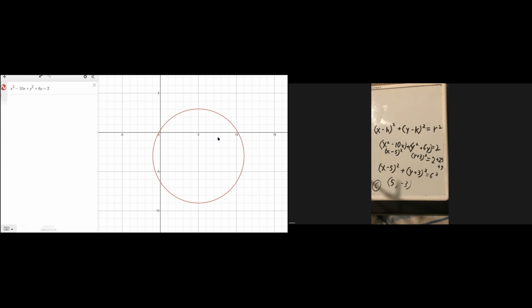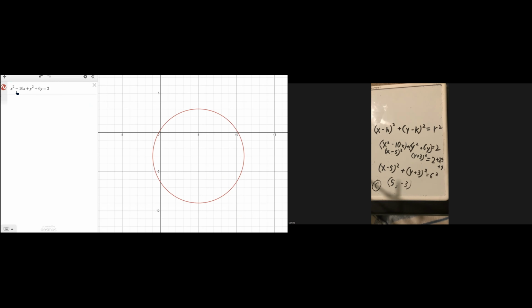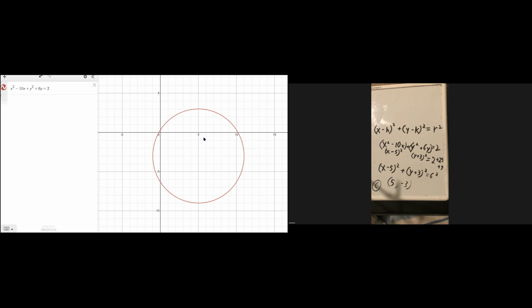So I plugged the equation into a graphing calculator. This is the same question: x squared minus 10x plus y squared plus 6y equals 2. And so the center is 1, 2, 3, 4, 5, and negative 3, which would be right here. So it is actually 5, negative 3. It is not 5, positive 3.